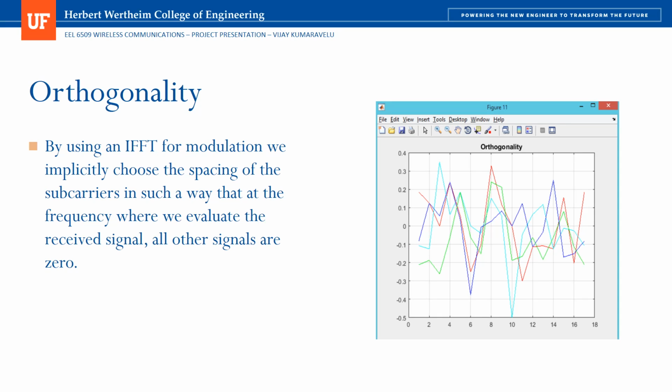Orthogonality is the main feature of an OFDM system. By choosing an appropriate IFFT modulation scheme, we will be able to space the subcarriers in such a way that at any frequency where we evaluate the received signal, all other signals are zero. This is the main principle of orthogonality, and you can see here in the figure, this is the plot that I used from my MATLAB simulation, and I was able to observe that all the signals in my simulation were orthogonal, and it can be observed in this plot.